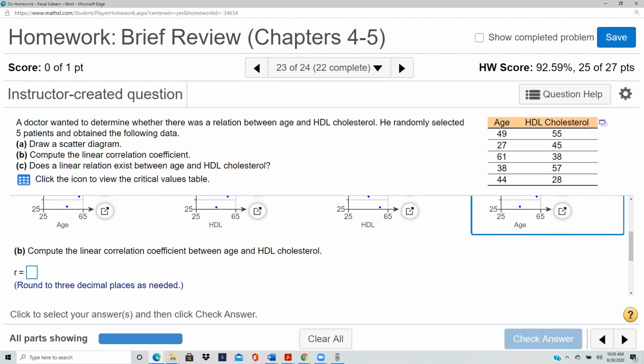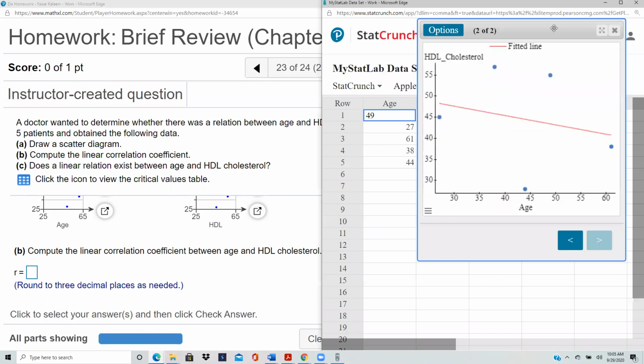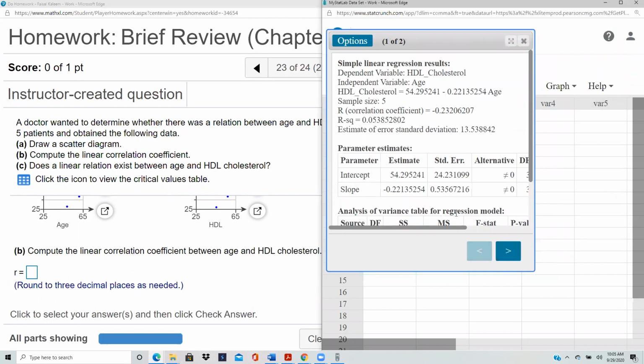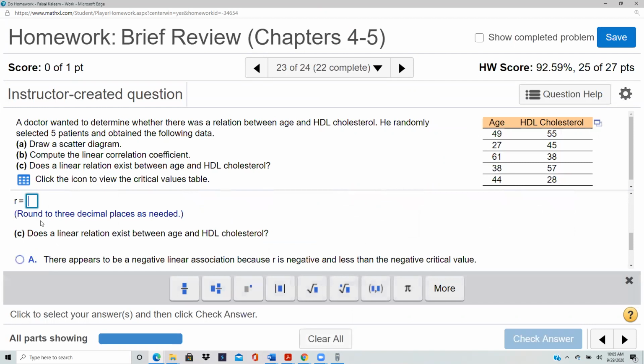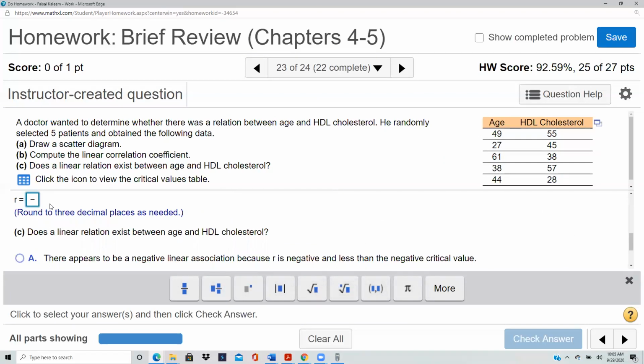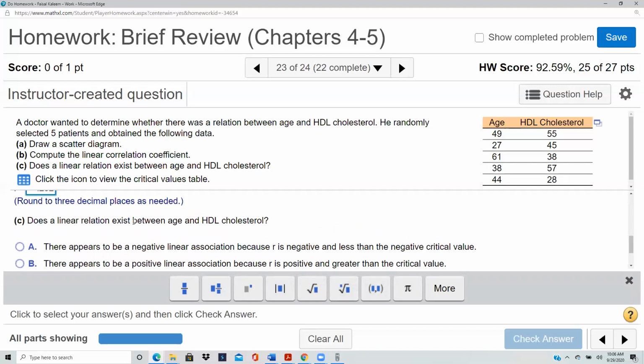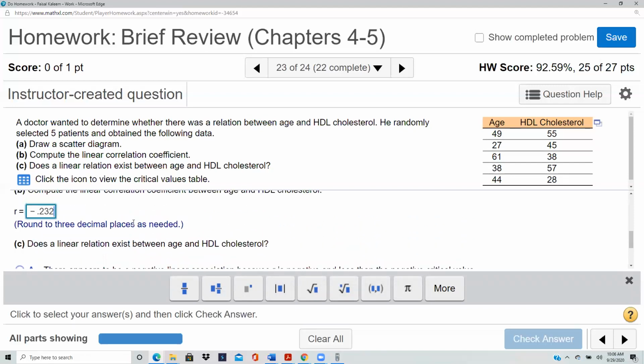And compute R, and R was there on that screen. So let's look at it. So R is negative 0.232. And then how do we answer this part? Does a linear relation exist? We compare it with the critical value, right?